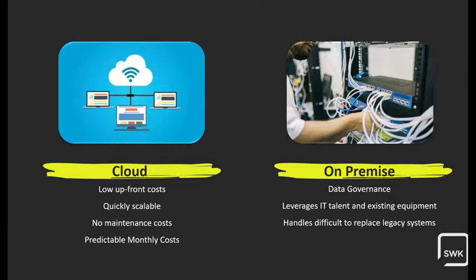And now that we've beat the cloud horse to death, let's talk about performance and security as it pertains to your environments.